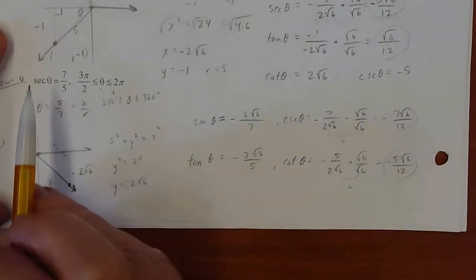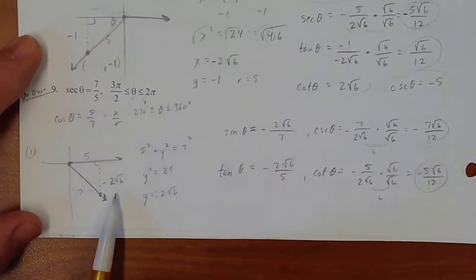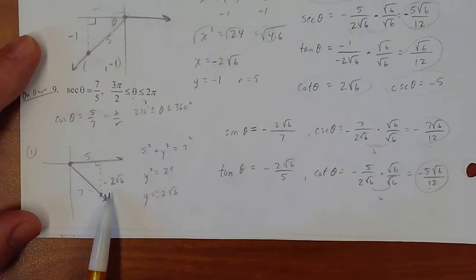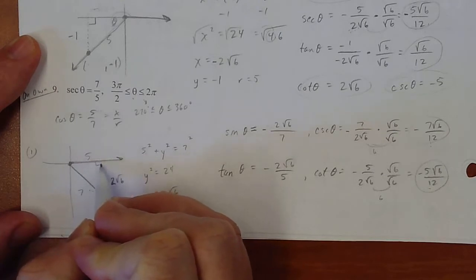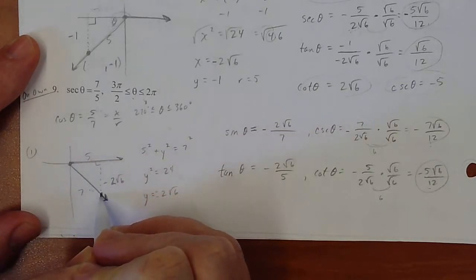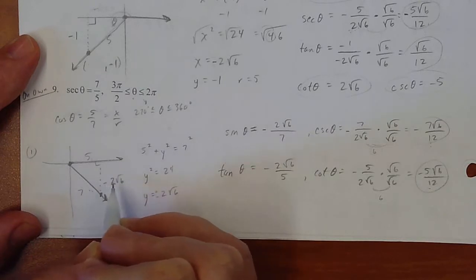All right, here's your feedback on 9. So it's 2 square root of 6 is y, and this should be negative. I don't know if you remembered your signs. You got to remember you're in the coordinate plane. Positive x, negative y to get down here. The radius will always be positive. Okay, so if you put that in there, it'll take care of itself.